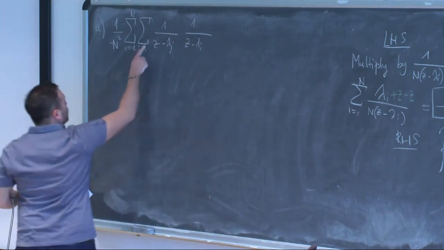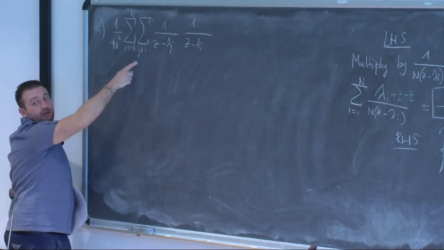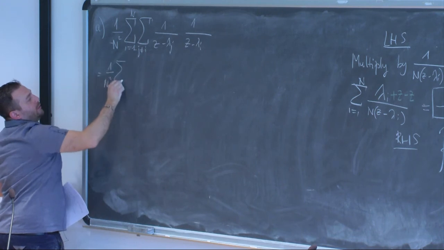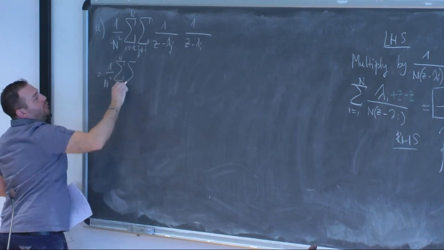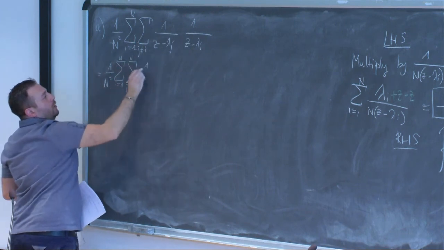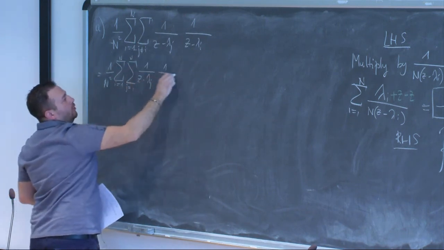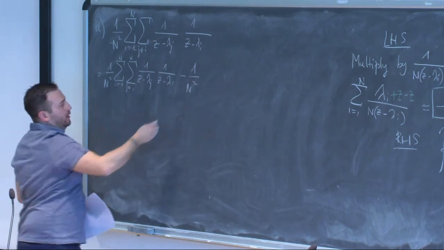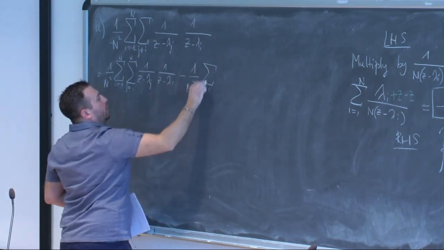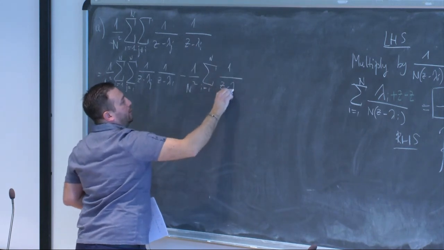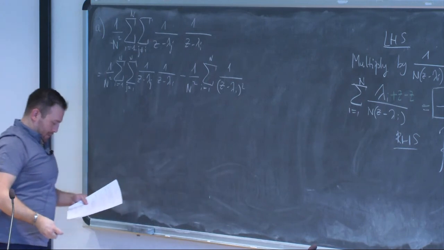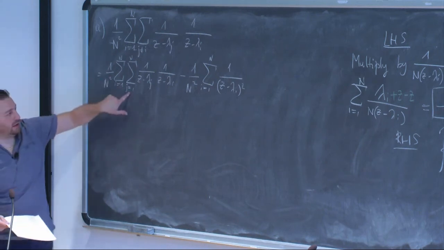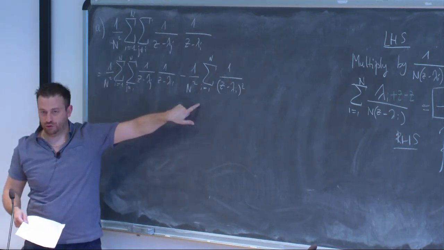Okay, so what we can do here is we add and subtract the term j equal to I. So we have that this is equal to 1 over n square summation over I summation over j of 1 over z minus lambda j, 1 over z minus lambda I. And then we need to subtract the term where I is equal to j. So it will be summation I 1 to n 1 over z minus lambda I square. Right? I'm just adding and subtracting the term I equal to j.